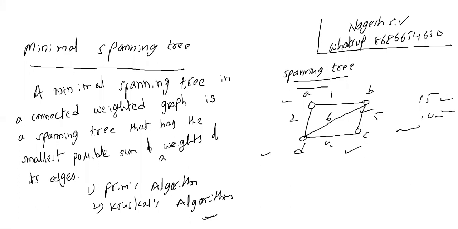Okay. So now see the definition here one more time. A minimal spanning tree in a connected weighted graph. Weighted means when you add values to edges. A weighted graph's spanning tree means covering all the vertices with the smallest possible sum of the weights. It has to be a spanning tree, and the sum of edges must be a small value. So two methods, Prim's algorithm and Kruskal's algorithm, we will discuss in detail.